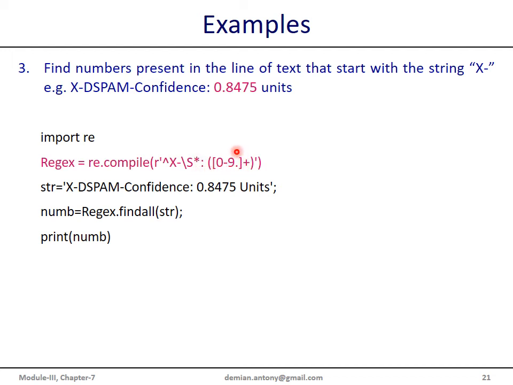Then we need to extract this number, that's why we have enclosed it in parentheses to create a group. We use this sub-regular expression, 0 to 9 one or more times, followed by a dot, and this regular expression will extract the floating point number from the given line of text which starts with X hyphen.